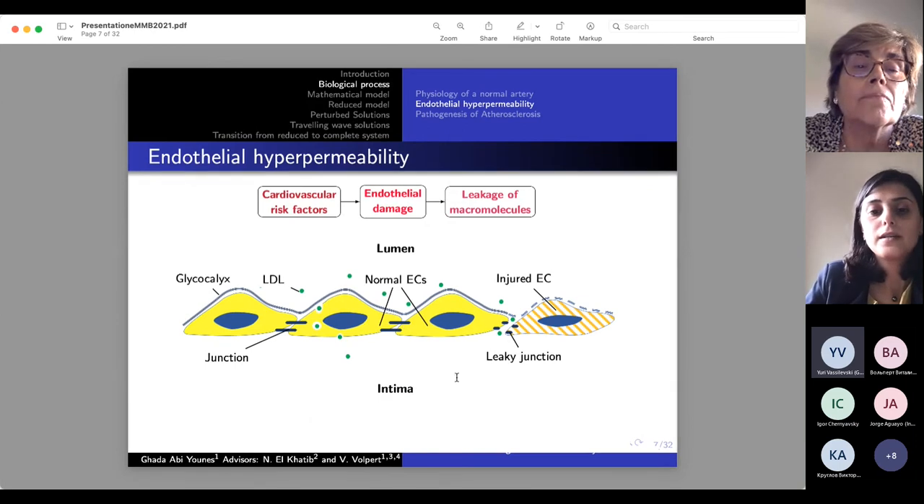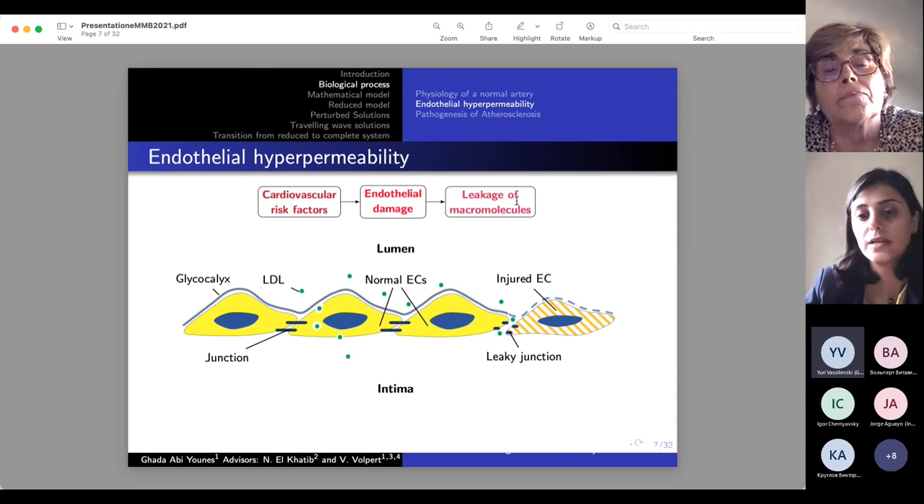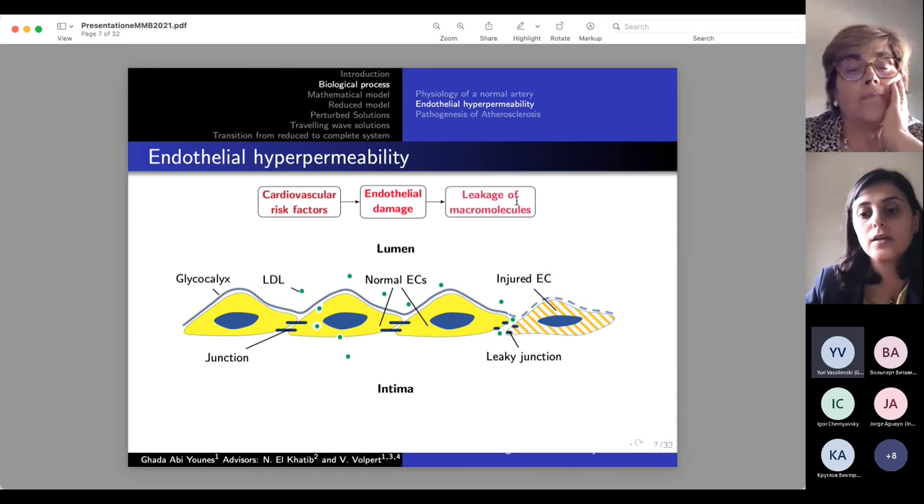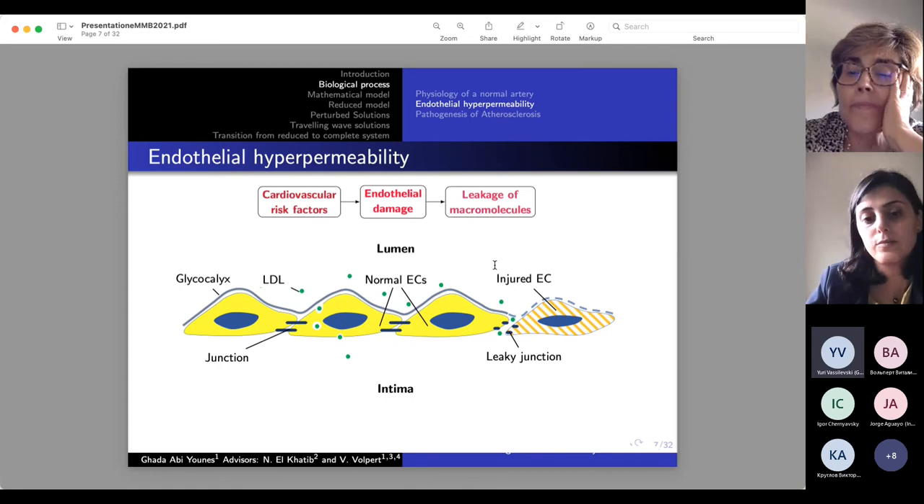In fact, cardiovascular risk factors such as smoking, for example, lead to the damage of the endothelium, the selective barrier, and this causes a leakage of macromolecules from the blood towards the first innermost layer of the artery called the intima. So let me explain this in more detail.